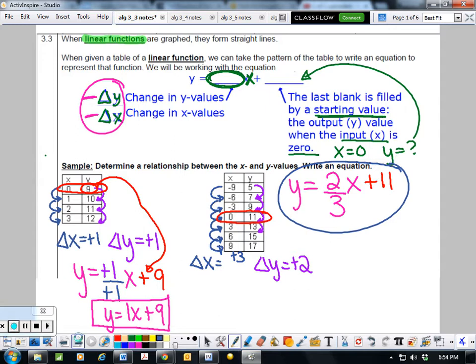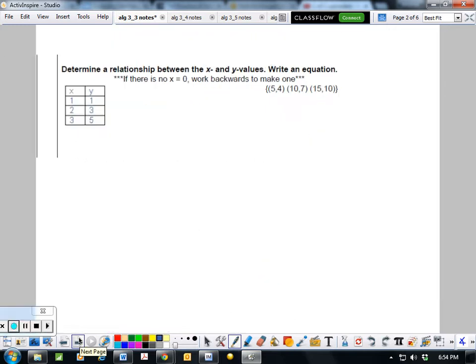Okay, so now we're going to go ahead and look at special examples. So again, we're going to write the equation for these. But now we have something a little weird, because now we've got a really tiny table. I can still look at how my x changes. How does x change? Each time I add 1. Can look at how my y changes. Each time I'm adding 2.